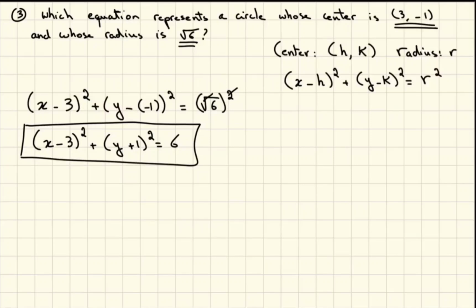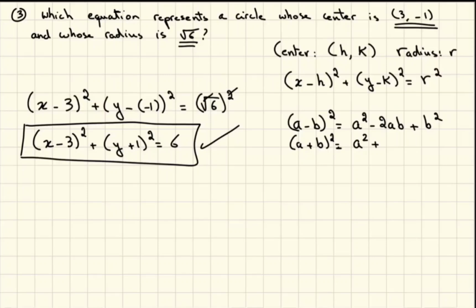If they want you to expand, then in this question they want you to choose this answer. They didn't give you the expanded form, but if you want to expand, you need to know the rules: (a minus b) squared, which is a squared minus 2 times a times b plus b squared. And you need to know the other rule: (a plus b) squared is a squared plus 2ab plus b squared. So let's say I will expand here.